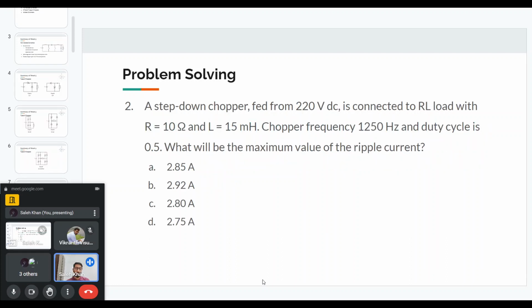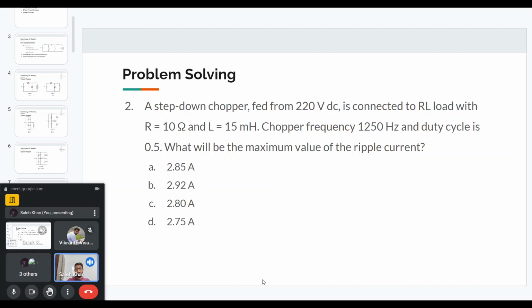So the second question is, we have a step-down chopper, and the input voltage is 220 volt DC, and we have an RL load. The R and L values are given. We are also given the chopper frequency, which means the switching frequency of the thyristor. Because the input is DC, there is no supply frequency, and the output will also be DC. So the chopper frequency is how fast the thyristor is switching, and the duty cycle is 0.5.